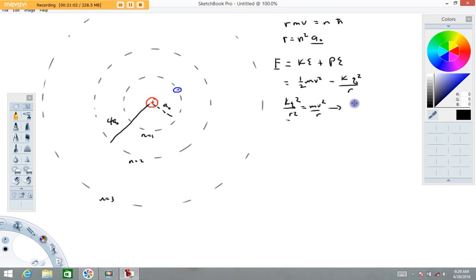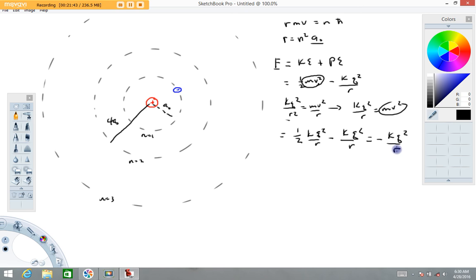Dividing an r out, we get this relationship: kq squared over r is equal to mv squared. And this is what I want to use on this term right here. You'll notice mv squared, mv squared. So this is equal to 1/2, and the mv squared can be written kq squared over r, and then minus kq squared over r. It's 1/2 kq squared over r minus kq squared over r. Those add to minus 1/2 kq squared over r.